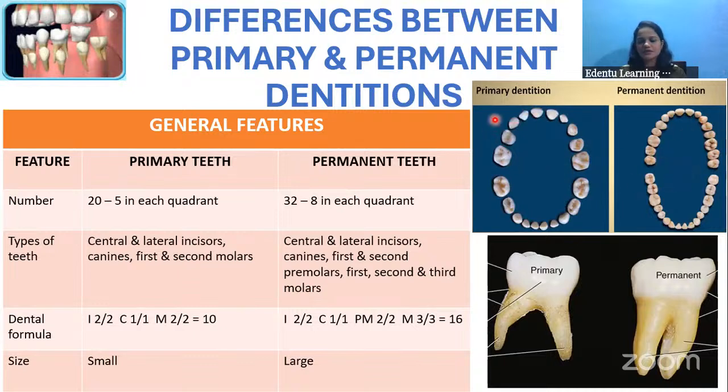Okay, it's very evident. The primary dentition has very small teeth because the jaw is small. The jaw is only developing in the primary period, so the teeth will definitely be very small, whereas in the permanent dentition, the jaw is somewhat developed, so the teeth will be somewhat bigger in shape.